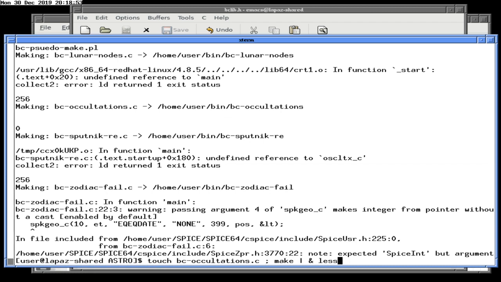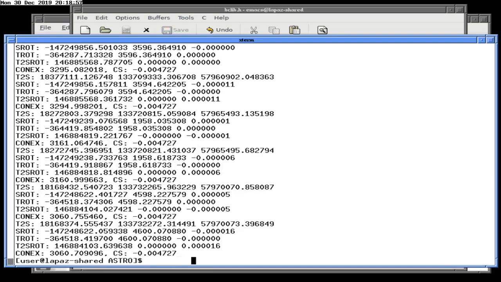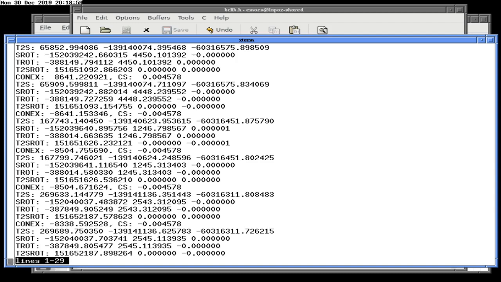Okay, so we've done that. Now we're getting many fewer prints, because we're only printing when the cone hits the sphere, basically. T S rot is this, T rot is T S rot, cone X is -8641, cone blah blah blah is this.